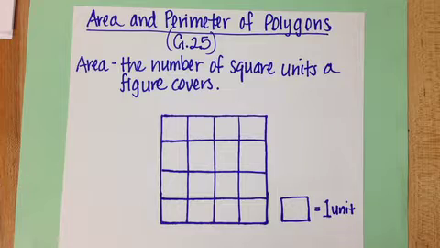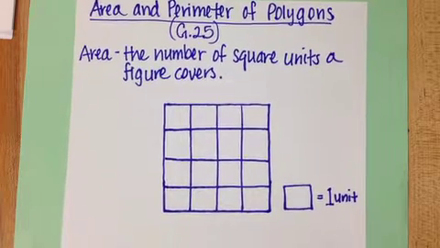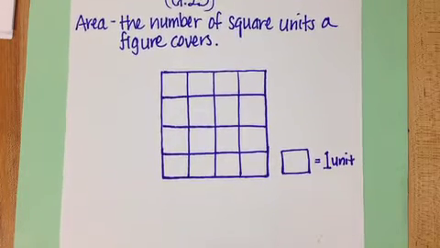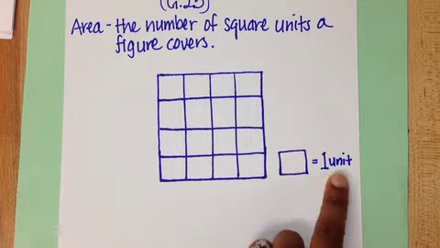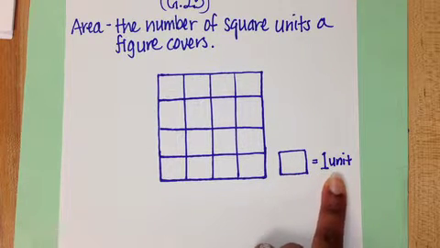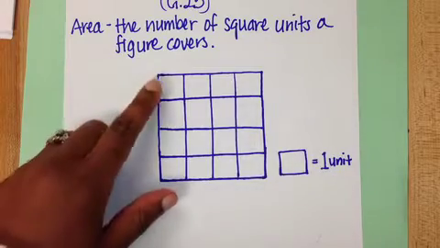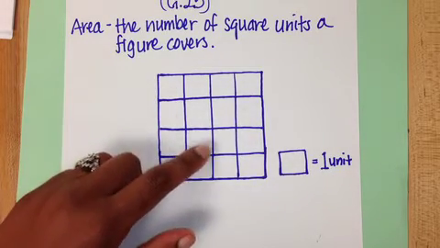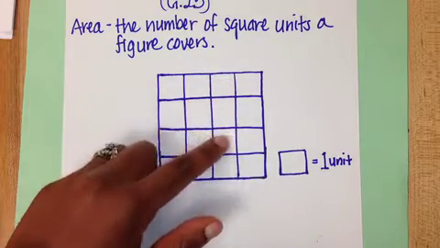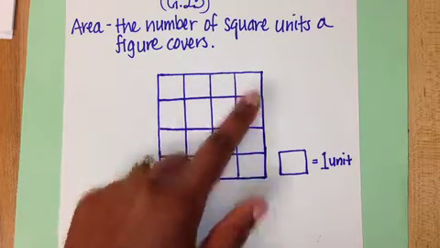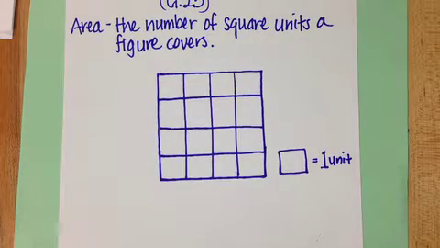So the definition of area is the number of square units a figure covers. As you can see in the figure, I have a polygon, and in this polygon we have several boxes identified. Each box is represented as one unit. So if we count the units in the box, we have 1, 2, 3, 4, 5, 6, 7, 8, 9, 10, 11, 12, 13, 14, 15, 16 units represented in the box.